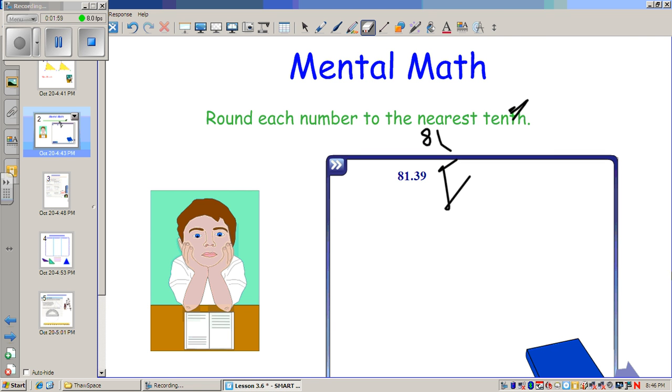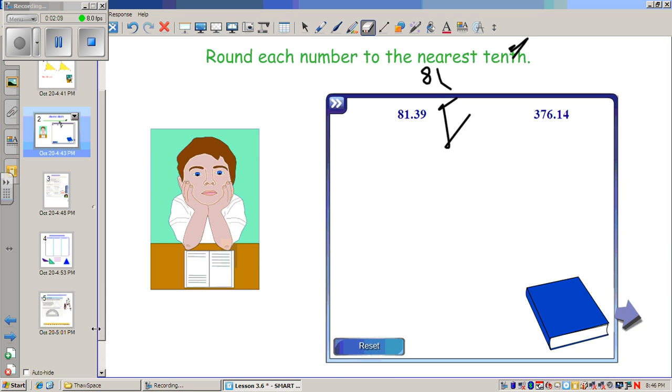So let's move on to the next one. And let's see what we have here. So we have 376.14. So again, 376 and 14 hundredths. I have a 1 here, I have a 4. I know the rule has to be 5 or higher to change it. So I'm going to leave it at 376.1. And I hope that's what you would have done also.